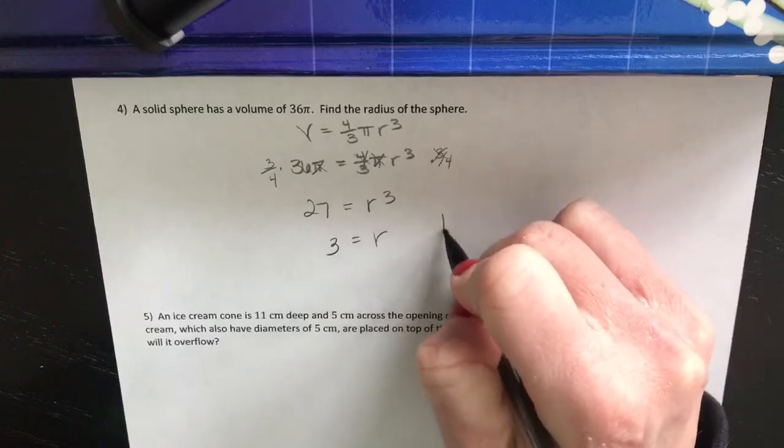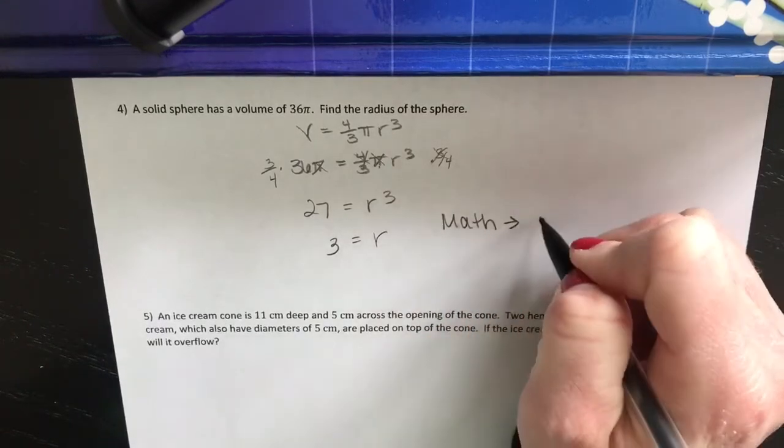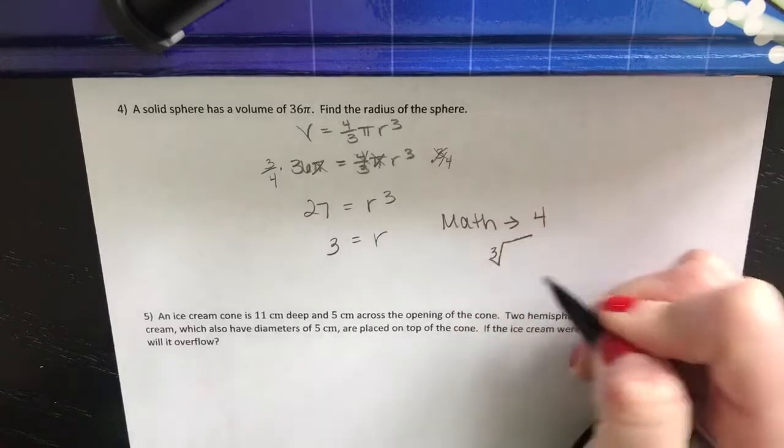So we'll write that down. How did we get the cube root? We type in math, then pick choice 4, and it shows this little symbol on our screen.